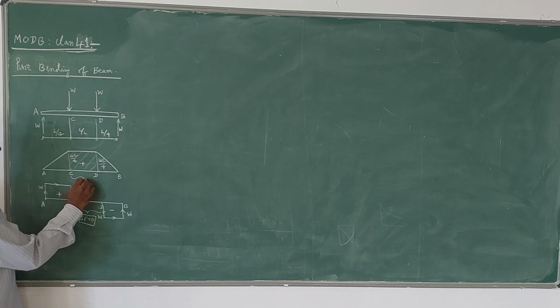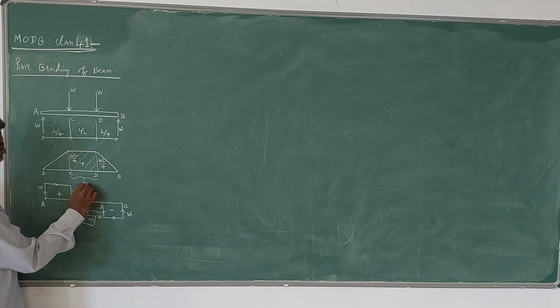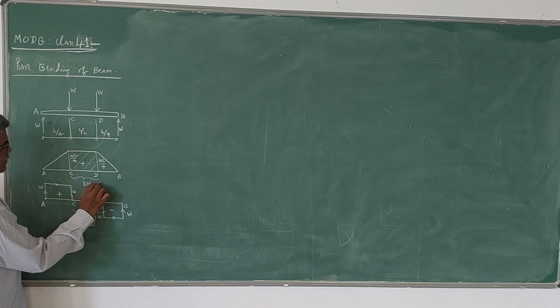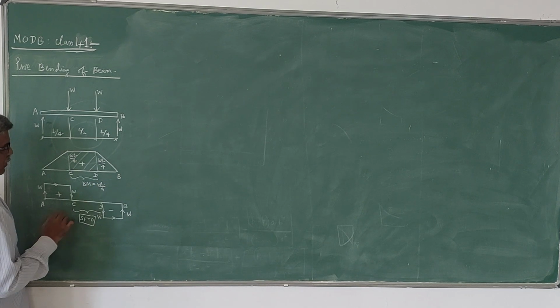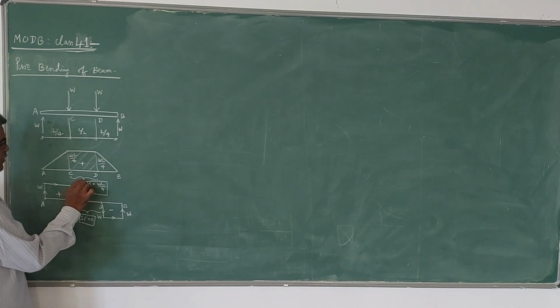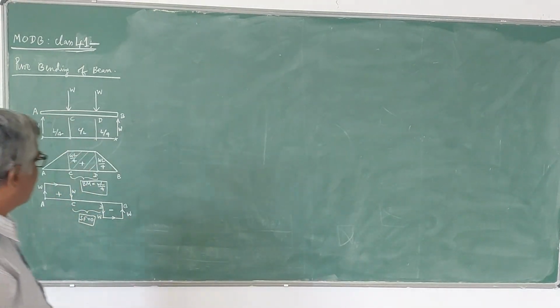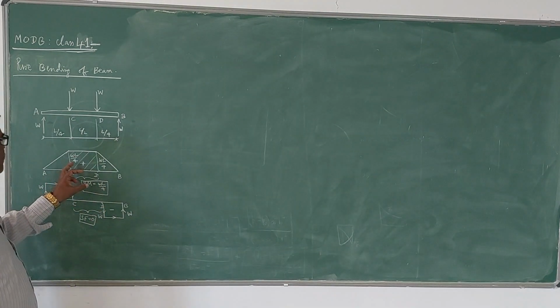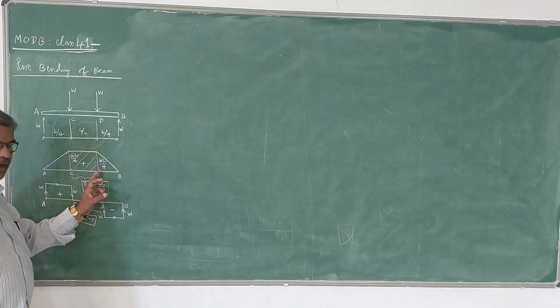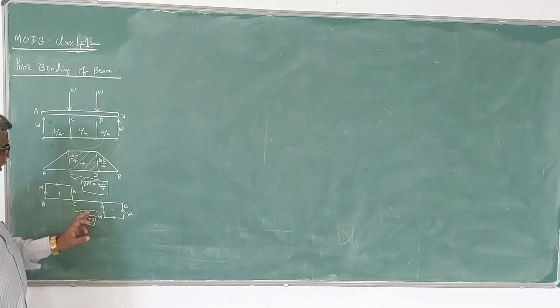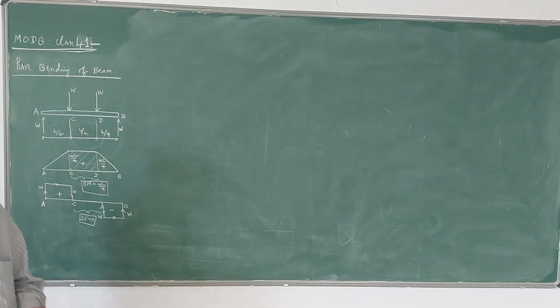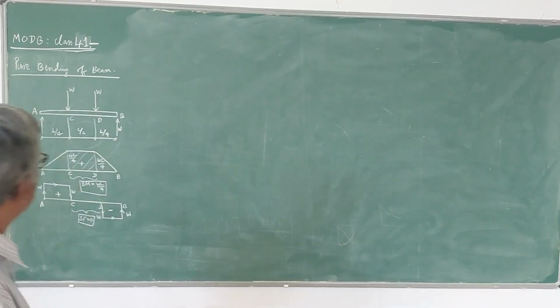So bending moment in the region CD is constant, which is equal to WL by 4, whereas shear force is 0. So this state is called pure bending. That means in the region CD, the beam is subjected to constant bending moment, and also in the region CD, shear force value is 0. So such a case is called the pure bending case.